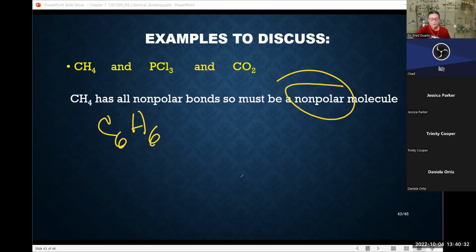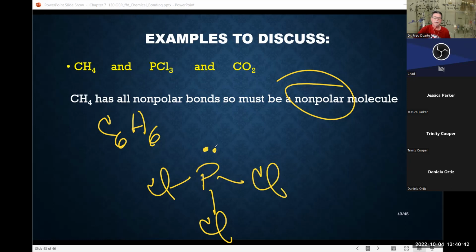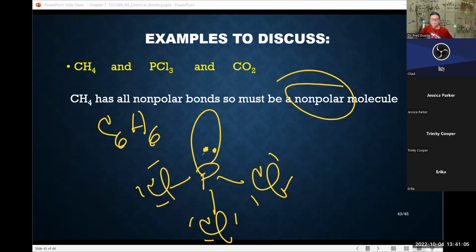Okay? We do PCl3. If you do the Lewis-Dot structure, and I'll let you do that, you should end up with this kind of a species, just like ammonia did, NH3. Okay, and we've got 3 pairs of electrons all the way around the chlorides. Definitely polar bonds. You've got a lone pair on the central atom, and that definitely makes it a polar molecule.